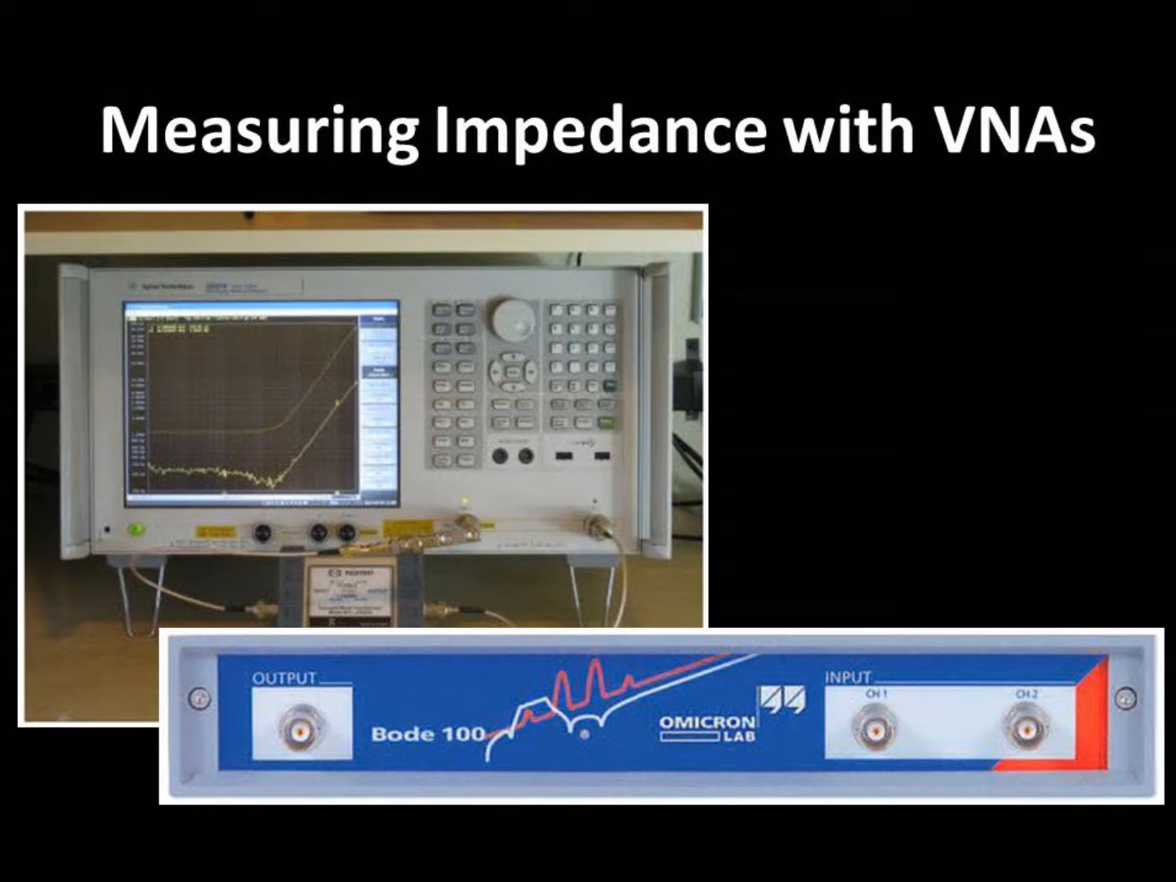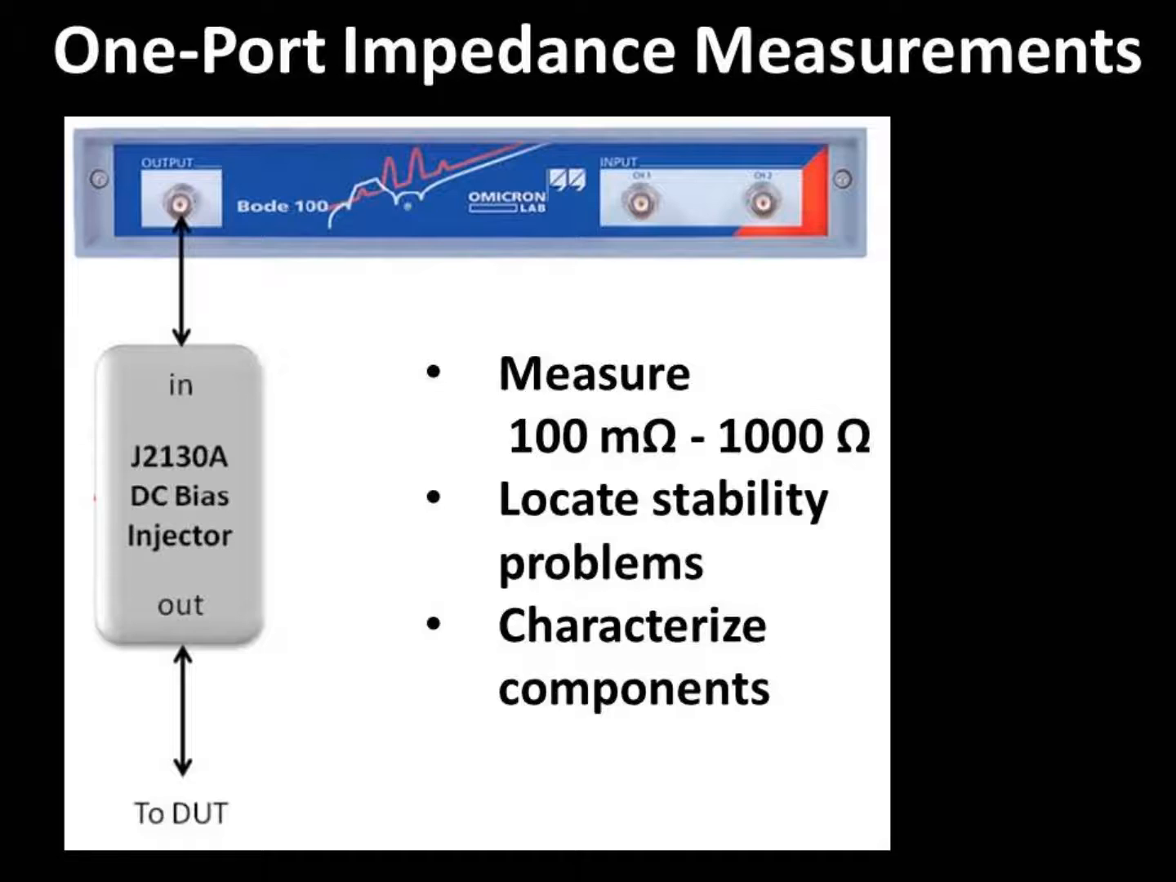Hopefully, this introduction to measuring impedance using VNAs has left you with a greater appreciation for the versatility of these instruments in testing power devices and power systems. This video focused on using VNAs to make single-port measurements. In the next installment of the Troubleshooting Distributed Power Systems video series, I'll describe how to use vector network analyzers to perform and interpret 2-port impedance measurements.